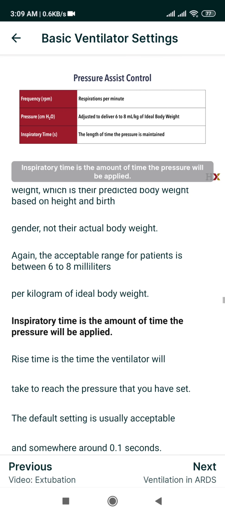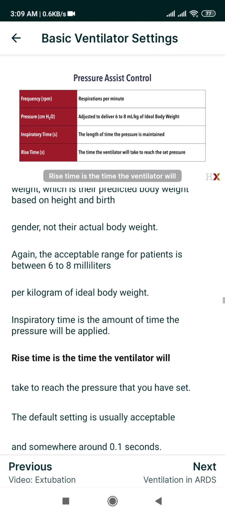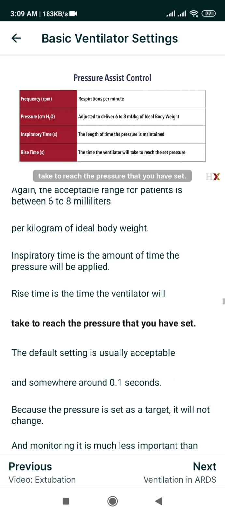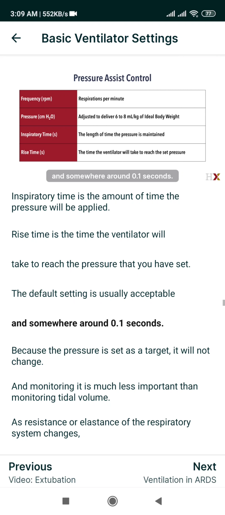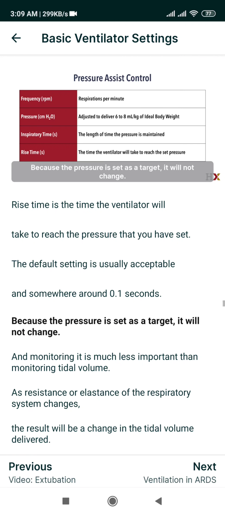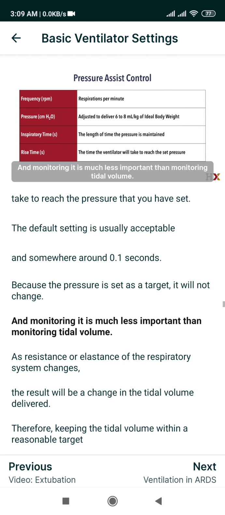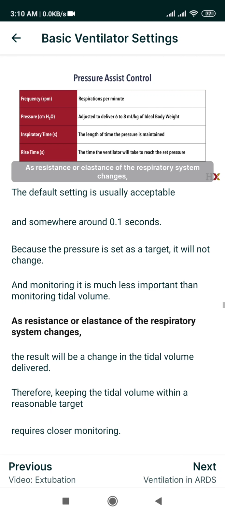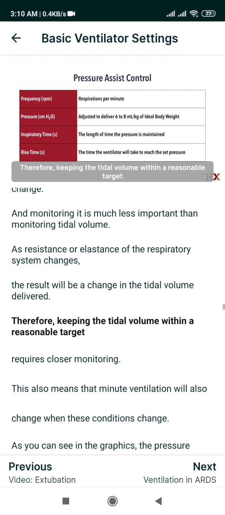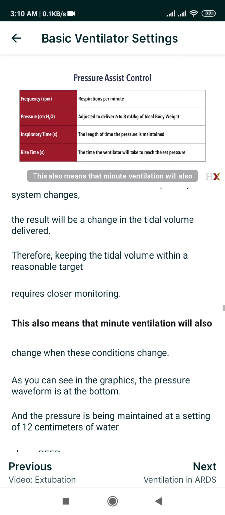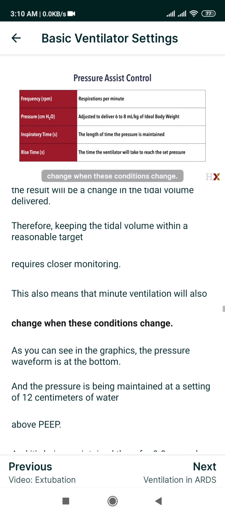Inspiratory time is the amount of time the pressure will be applied. Rise time is the time the ventilator will take to reach the pressure that you have set. The default setting is usually acceptable and somewhere around 0.1 seconds. Because the pressure is set as a target, it will not change, and monitoring it is much less important than monitoring tidal volume. As resistance or elastance of the respiratory system changes, the result will be a change in the tidal volume delivered. Therefore, keeping the tidal volume within a reasonable target requires closer monitoring. This also means that minute ventilation will also change when these conditions change.